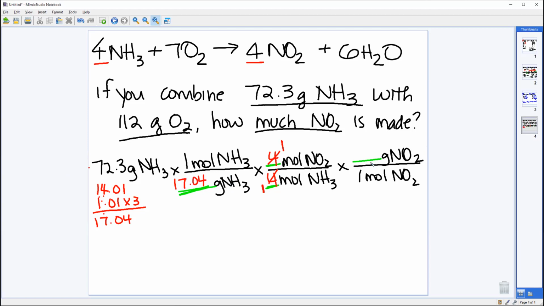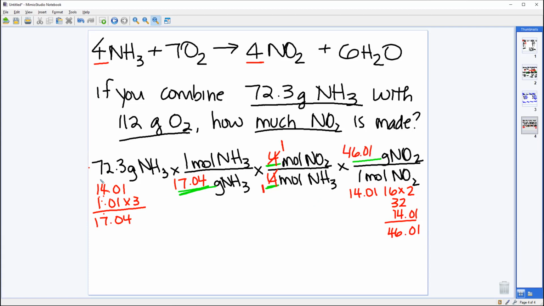And then over here, again, I know nitrogen is 14.01. I've got 2 oxygen, so 16 times 2 is 32. And when I add those together, I get 46.01, and that's going to go here.